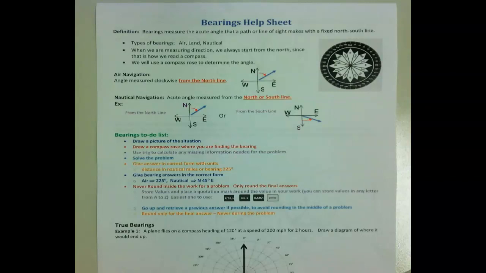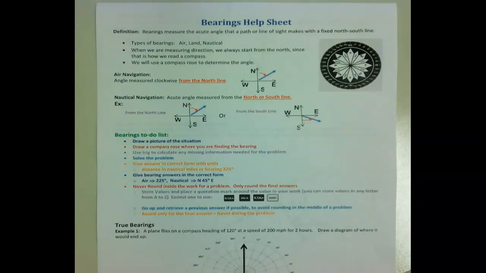The types of bearings are air, land, and nautical. When we're measuring direction, we always start from the north, since that's how we read the compass. So no matter which kind we're doing, we always start with that north line. We use a compass rose to determine the angle, in other words, the angle that the path changes.